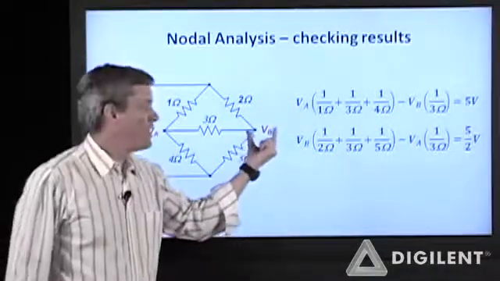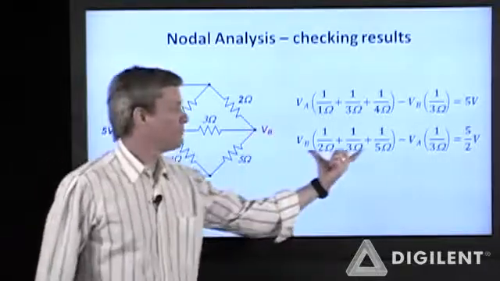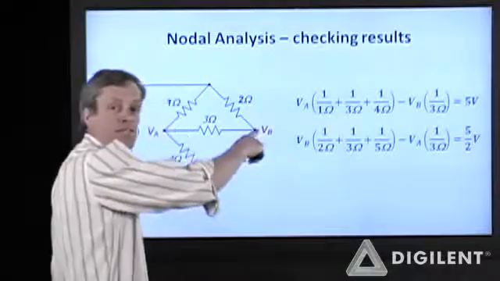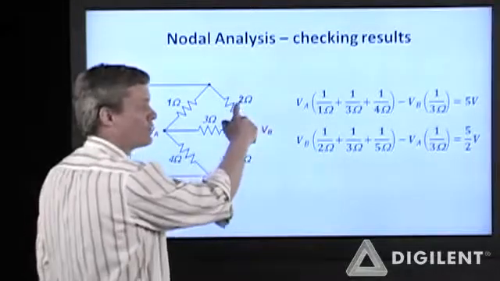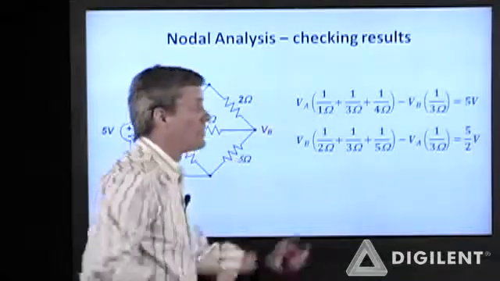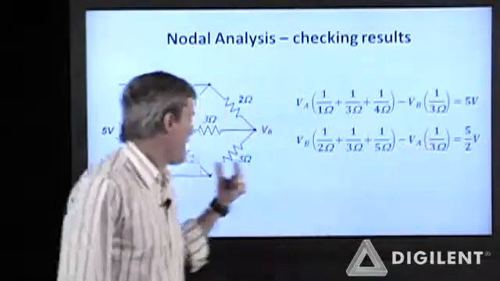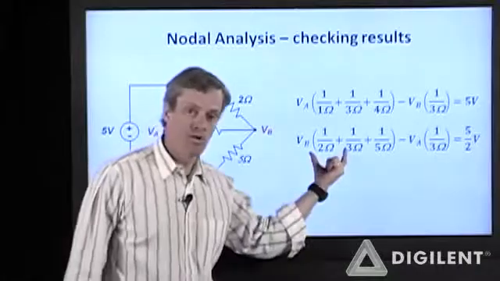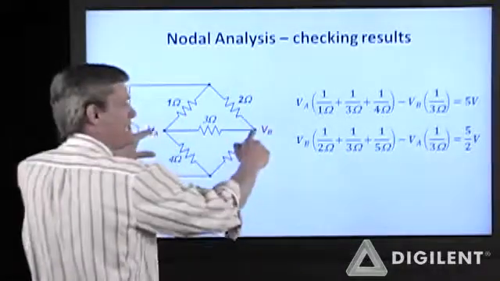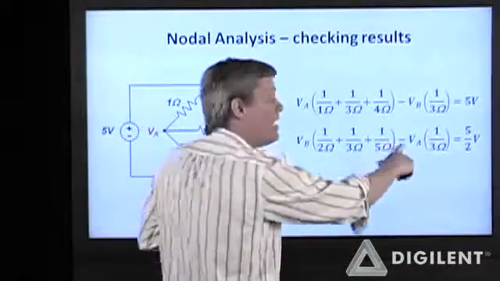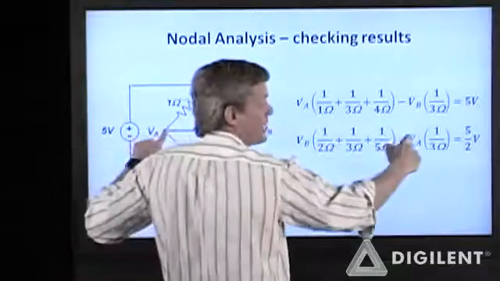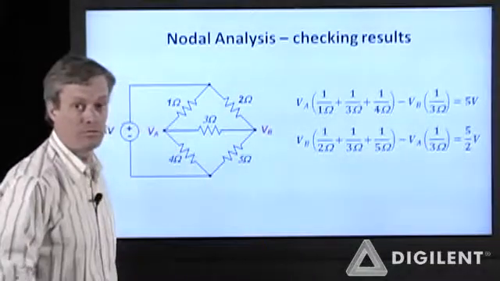Likewise, when I wrote the equation for V sub B, the multiplicative factor on V sub B is the sum of the conductances at node B, 1 over 2 ohms plus 1 over 3 ohms plus 1 over 5 ohms. We also had a V sub A term in the equation for node B. The multiplicative factor on the V sub A term is the negative of the conductance connecting V sub B and V sub A. So I have a negative 1 over 3 ohms.